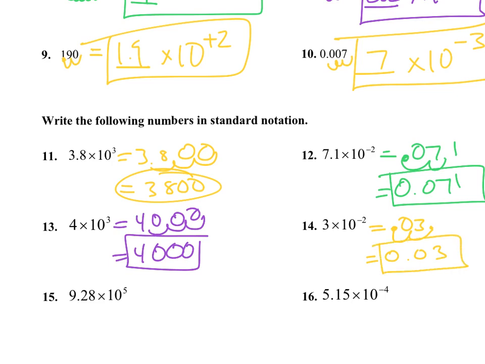Now you think to yourself, hey, Mr. Burns, do I have to put the 0 in front of the decimal? No, you do not. But when you put a 0 in front of the decimal, it really makes that decimal point pop out. Okay? Anyways, number 15.